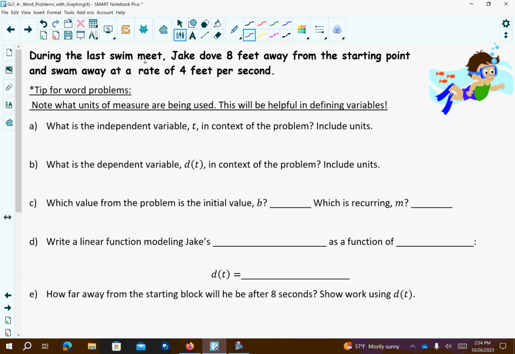So during the last swim meet, Jake dove 8 feet away from the starting point and swam away at a rate of 4 feet per second. Okay, so the independent variable in the context of this problem and the dependent variable: this is feet, okay, and this is seconds.